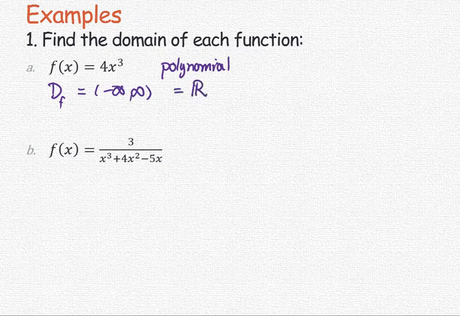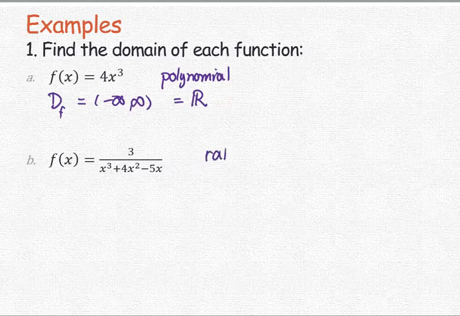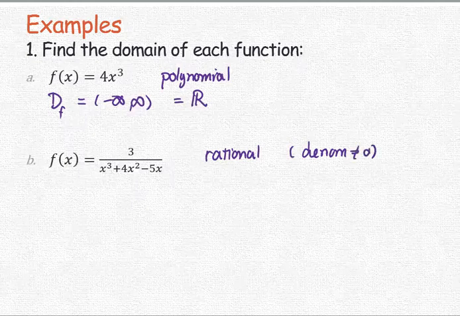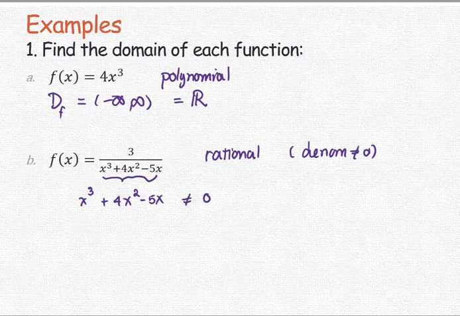The second one, or part B, the function f of x equals 3 divided by the quantity x to the third plus 4x to the second minus 5x. This is the rational function because you have the quantity divided by another quantity. The restriction of this is the denominator cannot be 0. If the denominator cannot be 0, we're going to start working on setting up the inequality for the denominator. x to the third plus 4x to the second minus 5x cannot be 0. And then we are going to solve this polynomial inequality.